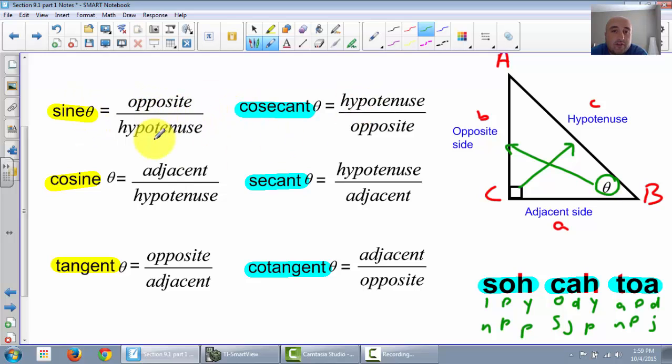Now the question is, how do we remember which one goes with which? How do we know sine goes with cosecant, cosine goes with secant, and tangent goes with cotangent? Well, the easiest way that I can think of to remember it is that the C always goes with an S. So cosine goes with secant, C goes with S. Tangent, cotangent, those are easy. You should remember that those go together. Okay, so we'll work more with these in a second, and we'll get more used to doing these.